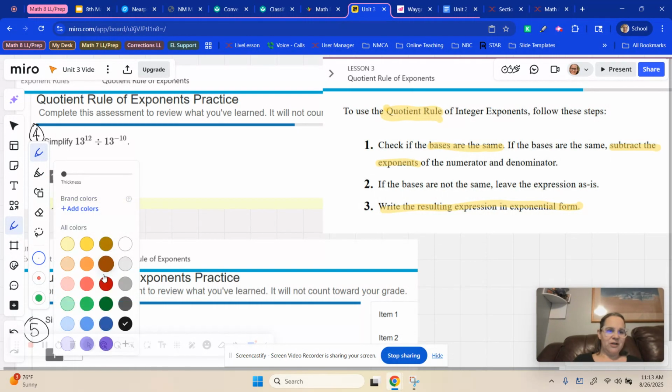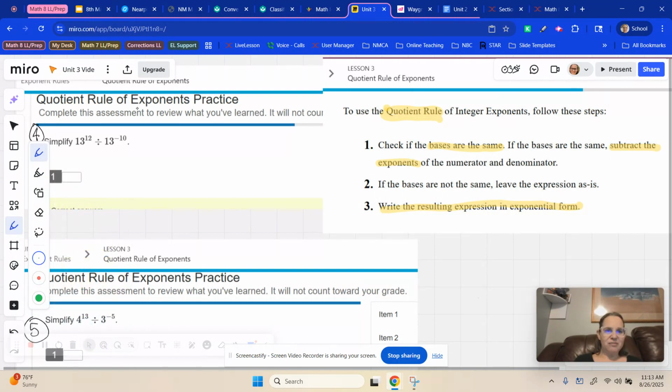I'm going to be doing some of your practice problems here. These are from the practice. This first one is item 4, and it says simplify 13 to the 12th power divided by 13 to the negative 10th power. So what I notice here is that the bases are both the same. They're both 13. Okay, B for big number, B for base.